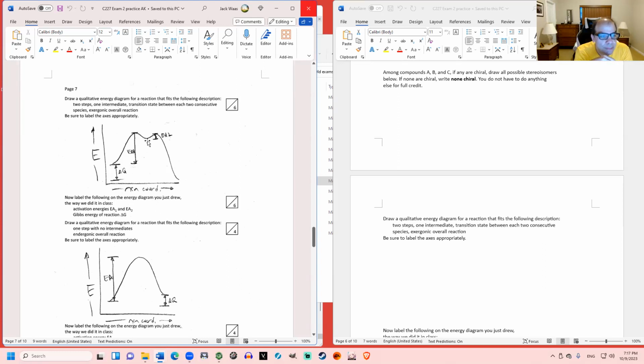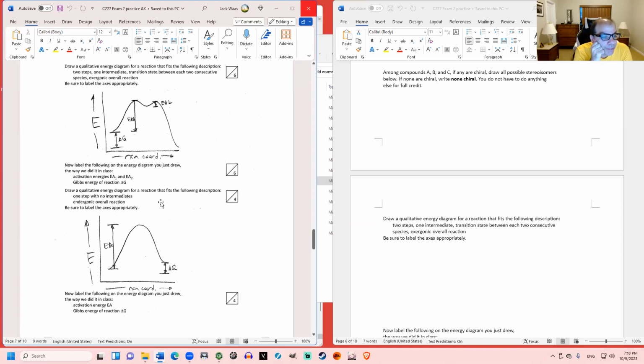And then you get to the intermediate. And the second activation energy is this small amount of energy between the intermediate and the next transition state. So they're much closer in energy. It's just a little bit of energy you need to get over that activation barrier. And I didn't draw it the neatest in the world, but something like that was what we were looking for.